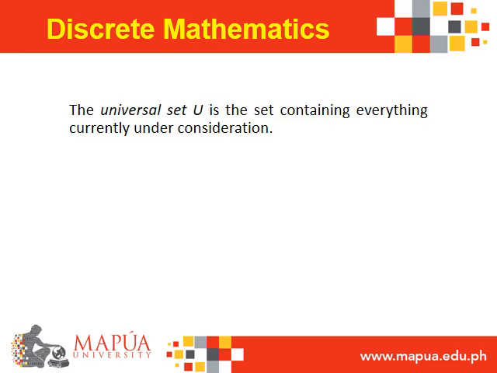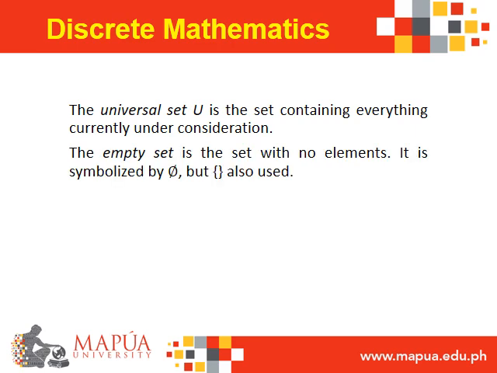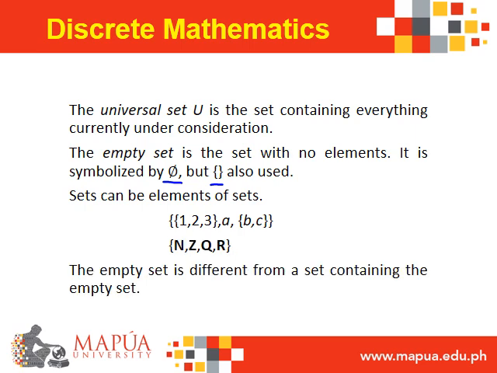The universal set U is the set containing every element under consideration. The empty set, however, is the set that contains no elements and is often symbolized like this or this. Sets can also be elements of sets, like this given example, and the empty set is different from a set containing the empty set.